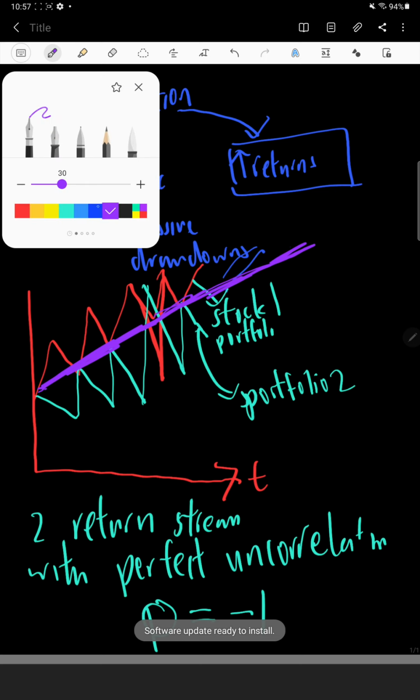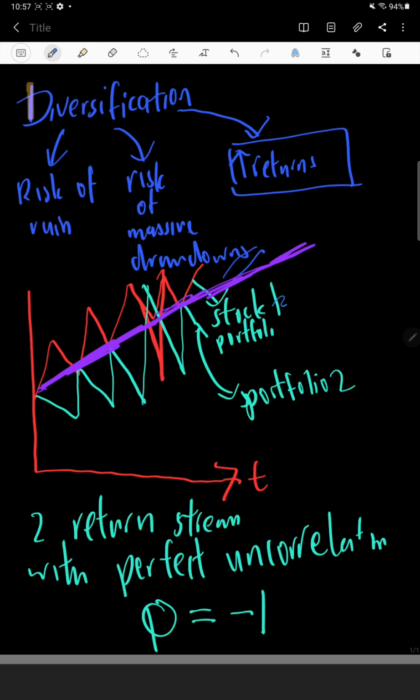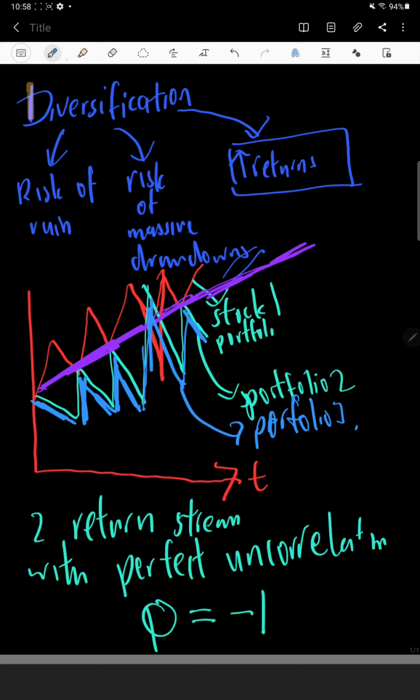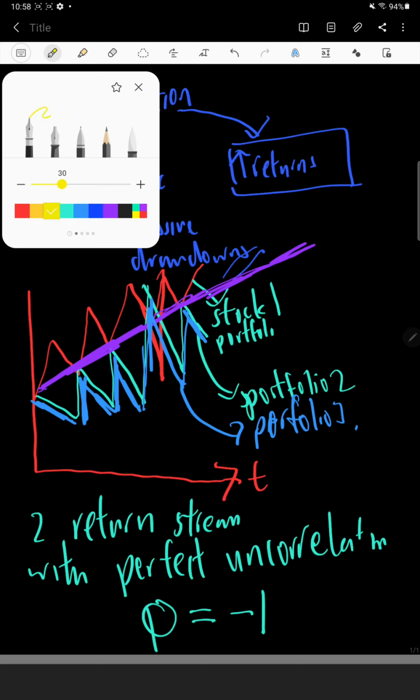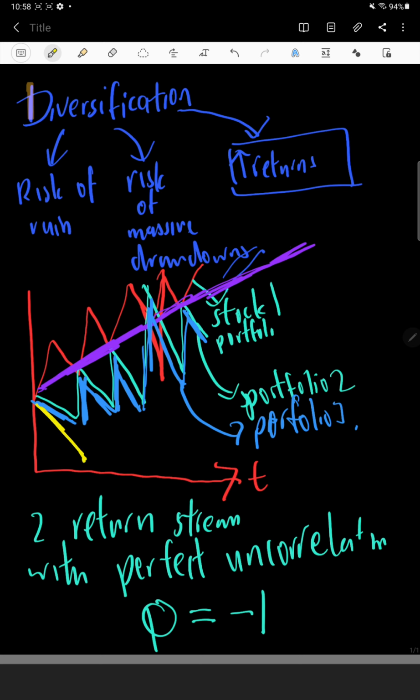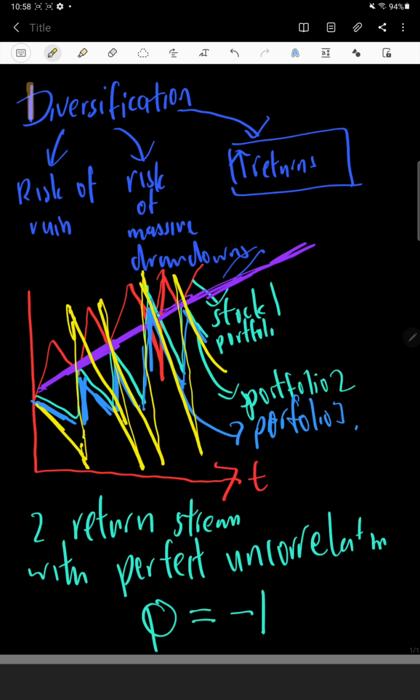But what if you pair portfolio 2 with a return stream with perfect correlation? Let me denote this as portfolio 3. Your ensuing return stream would be disastrous. It will be in yellow. You zig and zag with the market. Alright? So it goes down, goes up, goes down, goes up, goes down, goes up, with double magnitude, right?